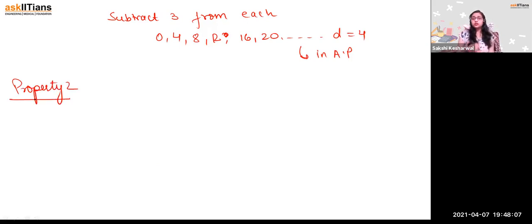Property number 2 says that if you add, multiply, or divide by some non-zero constant, then the new sequence formed is again an AP with the common difference equal to KD or D by K, right?